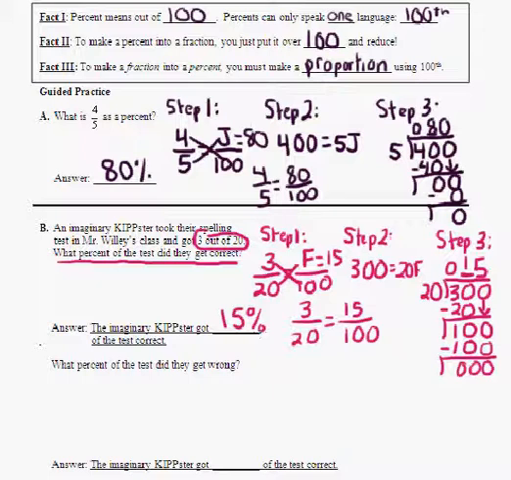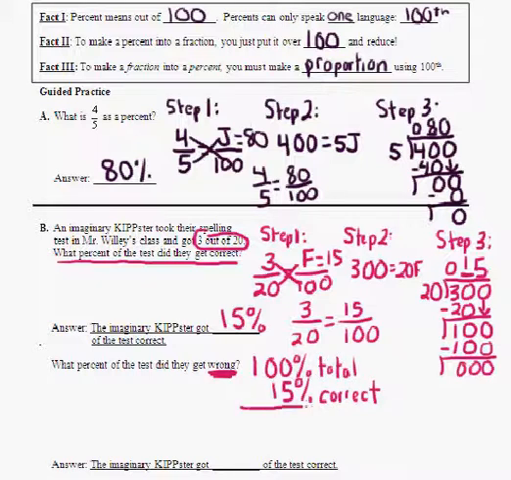Now, what if they ask you, what percent of the test did they get wrong? Well, they got 15% of the test correct, so that's important information to know. 15% correct. One way to figure out what percent they got wrong is to subtract it from the total. And on any test, the total is going to be 100%.